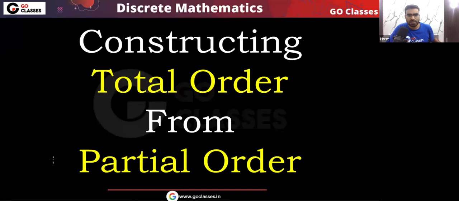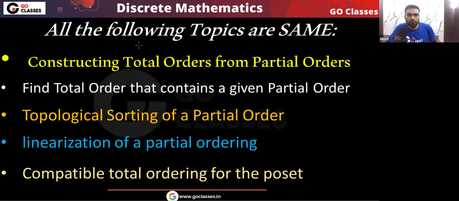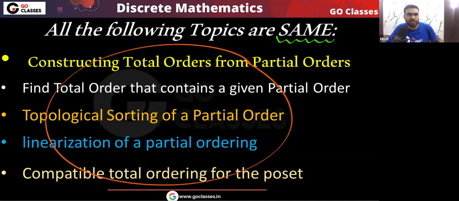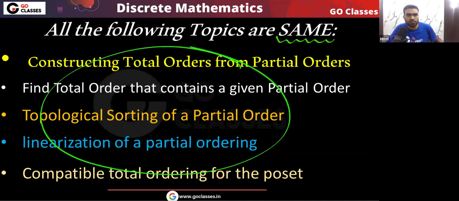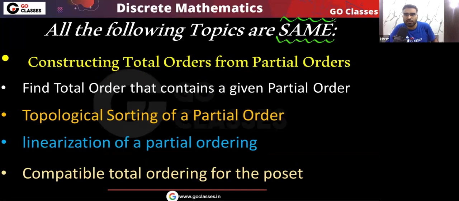Let's start. Let me tell you that all the following topics are the same. So in the GATE exam or in any exam, they can ask you the same question in 5 different ways. You can read all the following, they are the same. What I'm saying is that constructing total order from partial order is the same as finding a total order that contains a partial order. That is the same as topological sorting of partial order. That is the same as linearization of partial order.